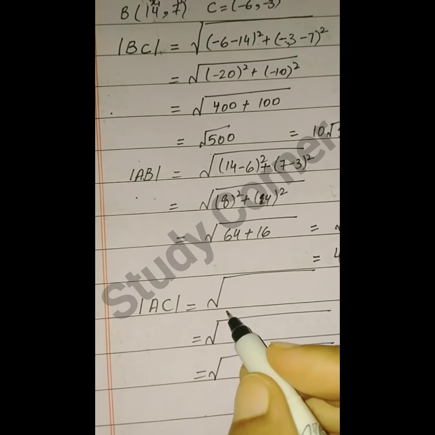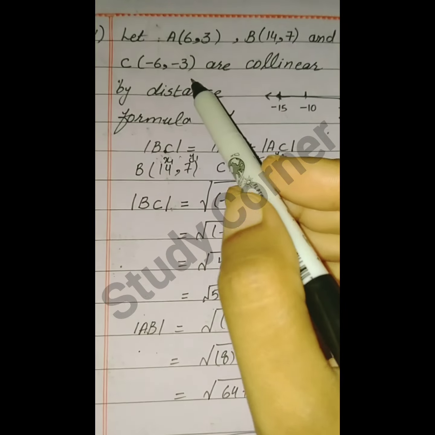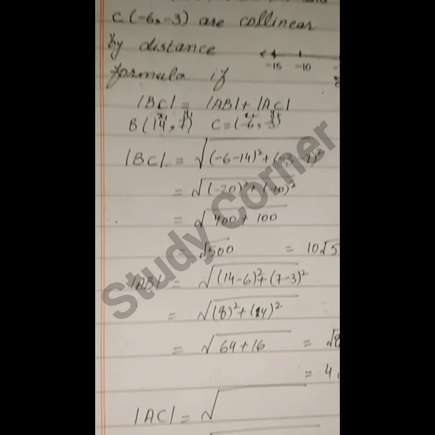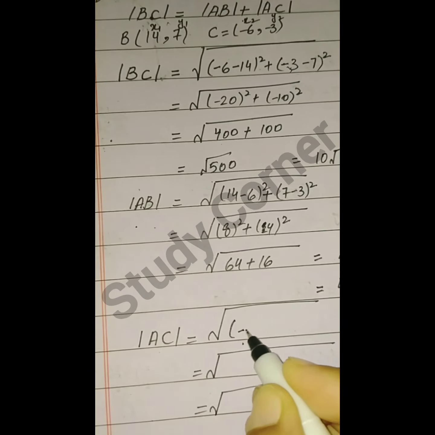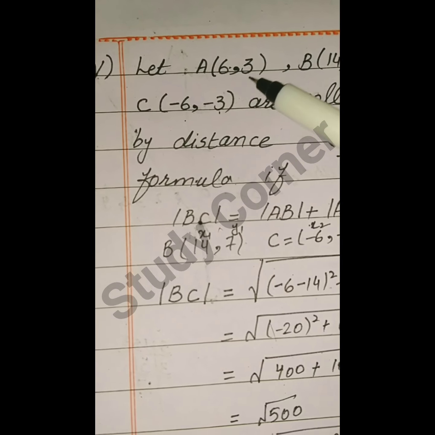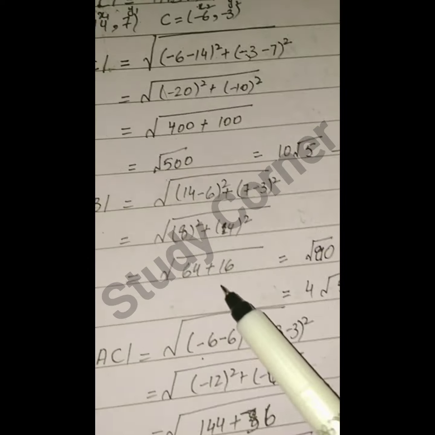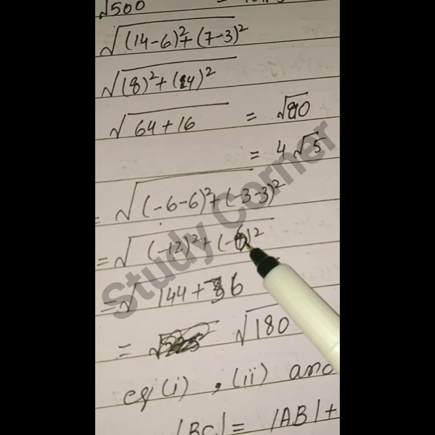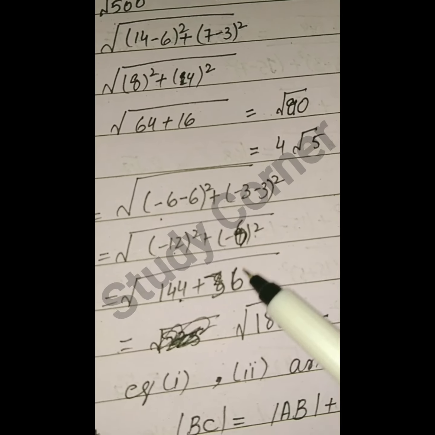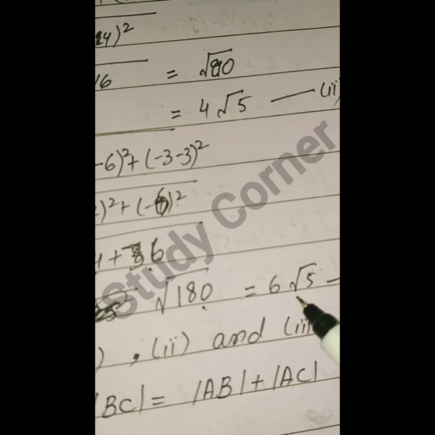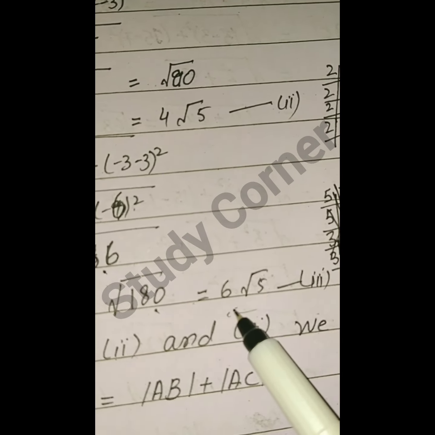Now we have to find the distance between A and C. So A is (6, 3), C is (-6, -3), so the distance between A and C is (-6 - 6) whole square and (-3 - 3) whole square under a square root. We find that, and we get 12 square and 6 square, and 12 square is 144, 6 square is 36, and when we add these two we get 180, and when we find the square root we get 6 square root of 5.